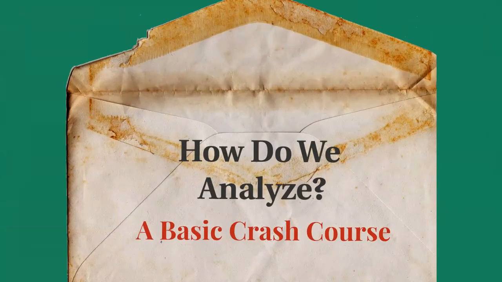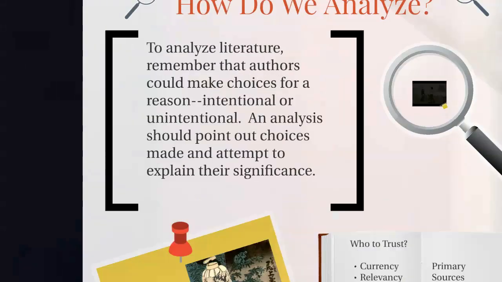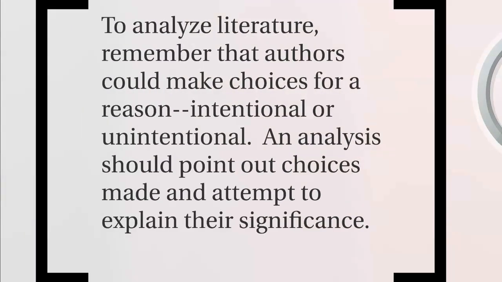So how do you analyze? This is a super basic crash course. I broke this down as much as I possibly could. So how do we analyze? To analyze literature, remember that authors could make choices for a reason, intentional or unintentional. Now I want you to reread that sentence. Could make choices, whether they make those choices intentionally or unintentionally, and we're going to go over that. An analysis should point out choices made and attempt to explain their significance.